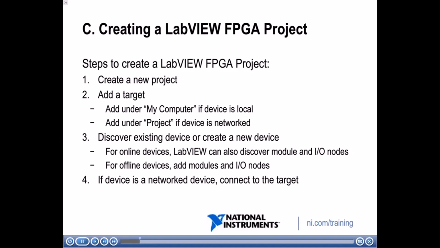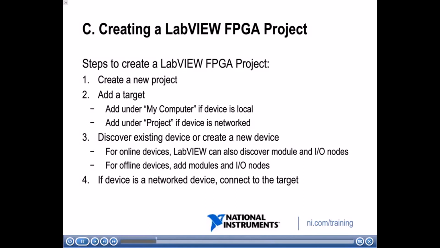So this target, if your device is local, so if you have an R series FPGA card inside your computer, then you would want to add the target under the My Computer item. If your device is networked, for example, if you have a CompactRIO that's attached to the same network as your computer, then you would want to add that target under the project item.